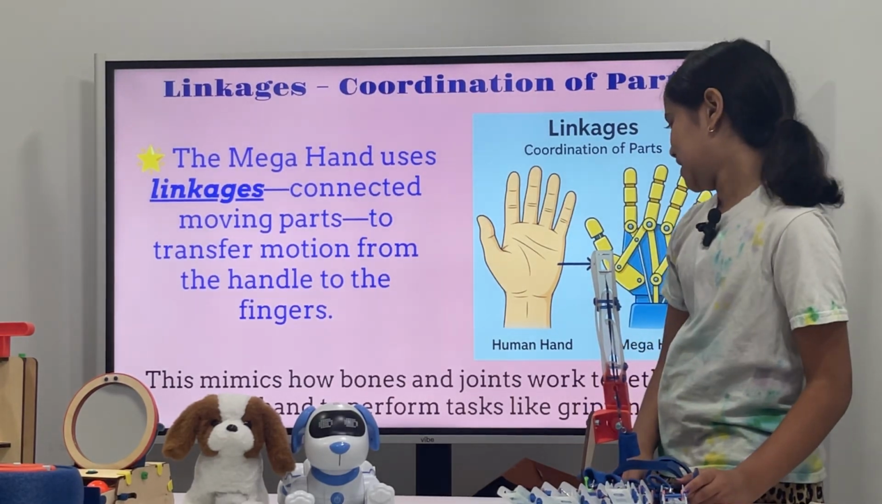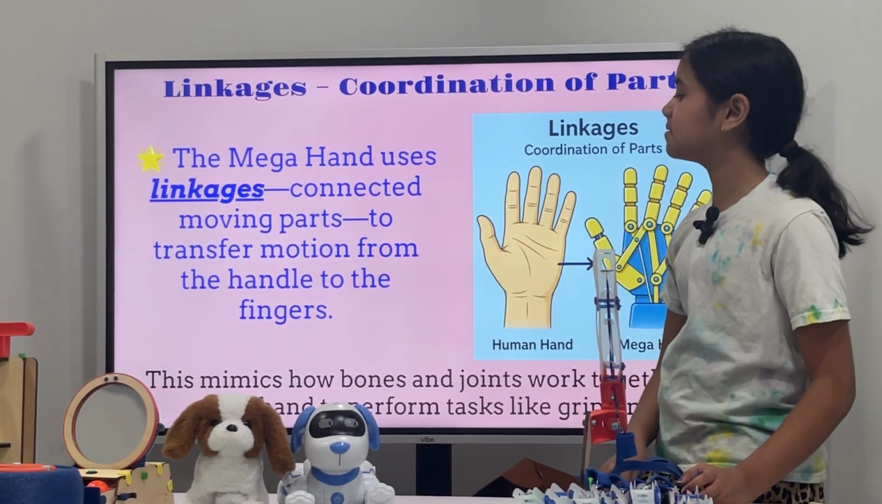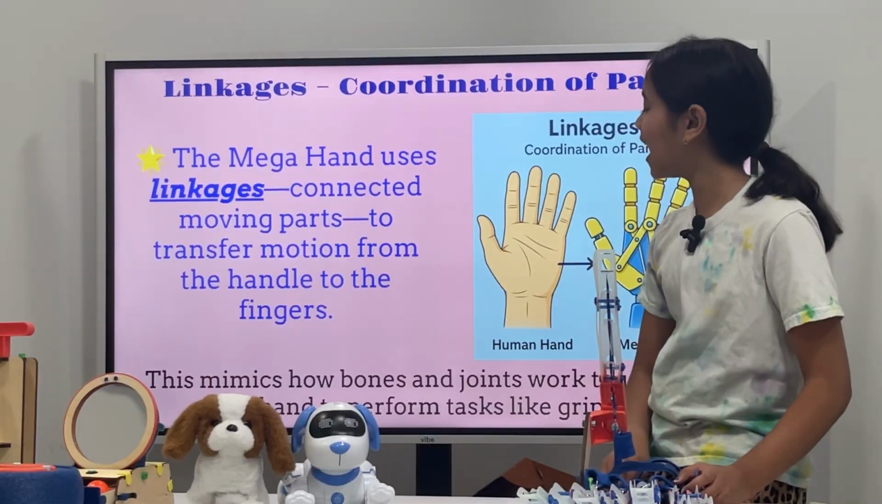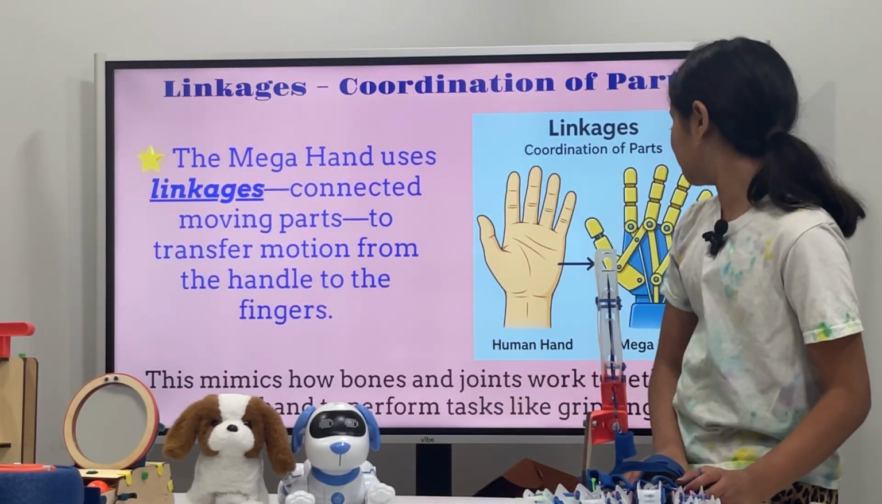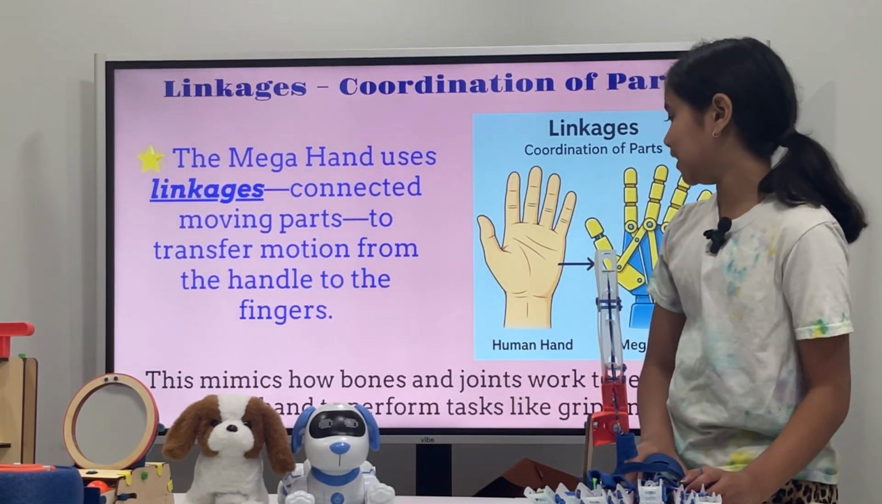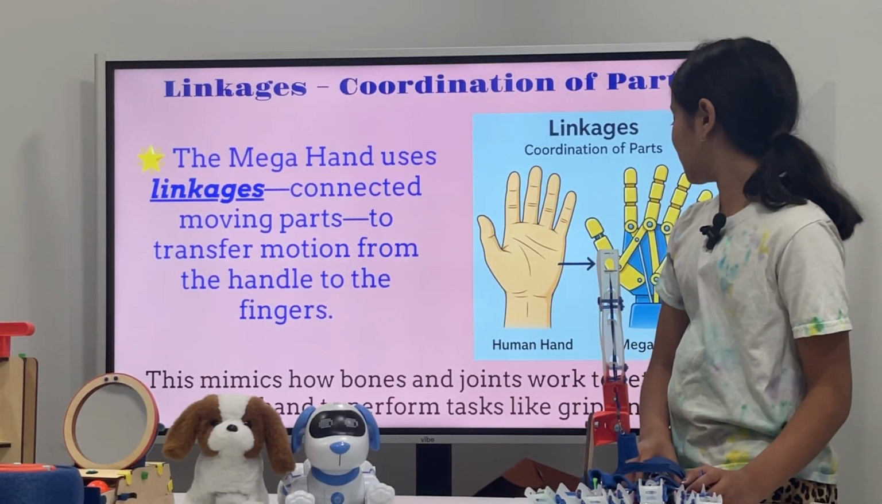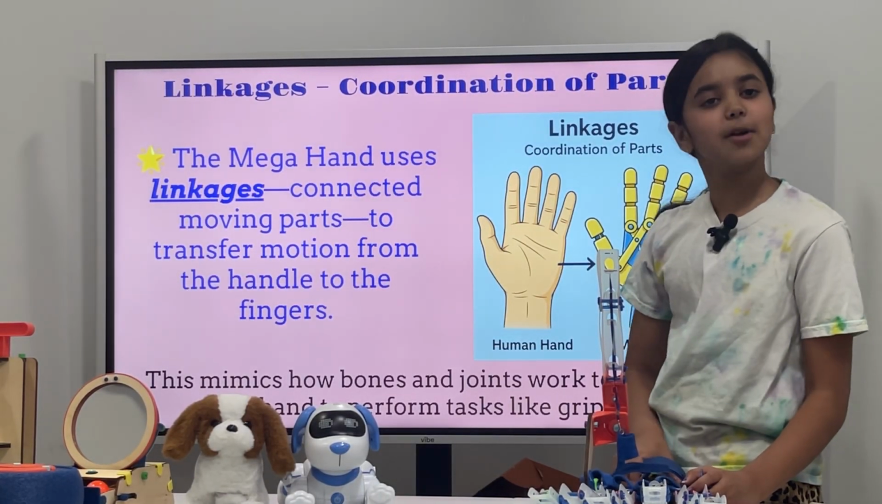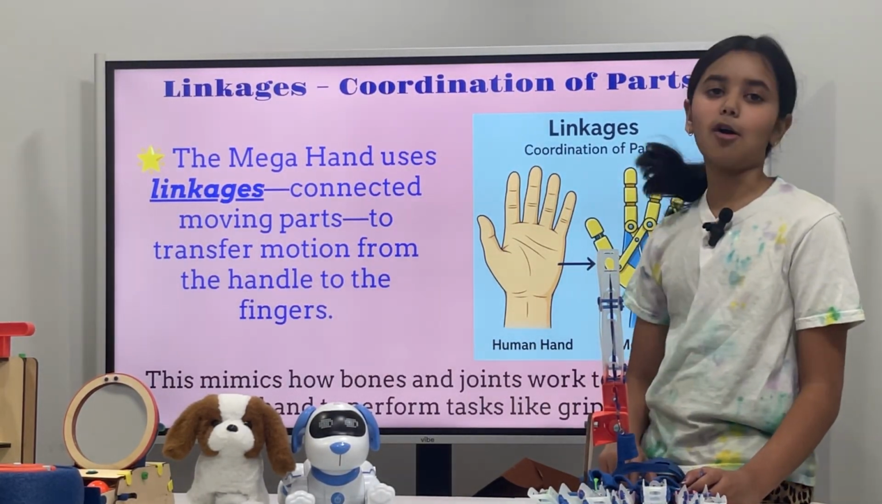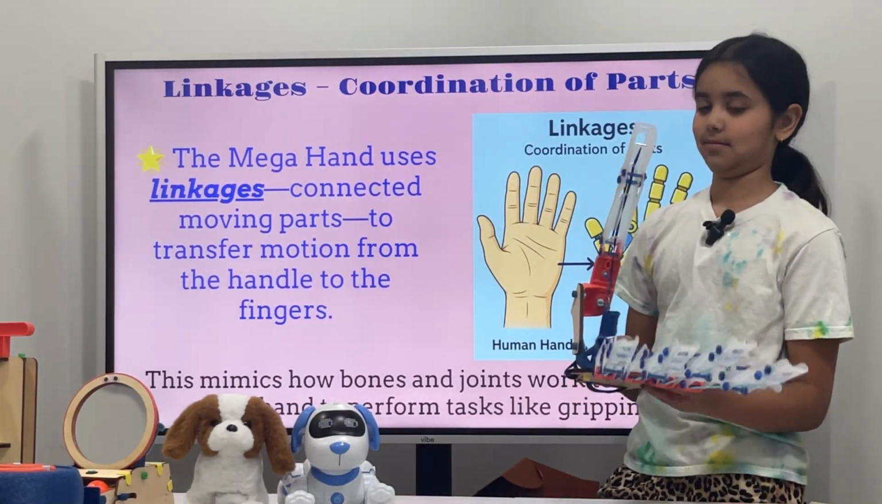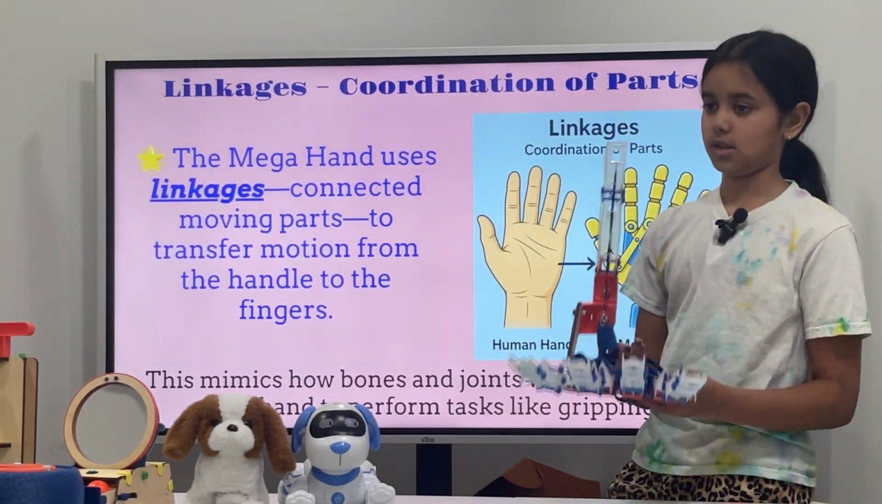This mimics how bones and joints work together in your hand to perform tasks like gripping. That was awkward. So that mega hand is mimicking our human hand.